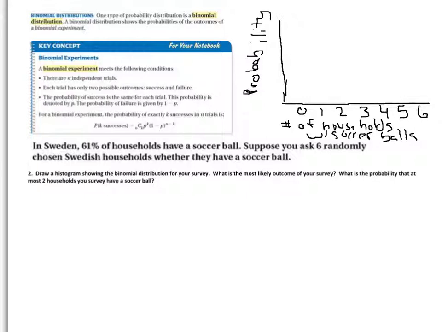Okay, so before I make the scale for probability, I'm going to calculate them. So what do I do to calculate them? Okay, so we use this equation here. So the probability of 0 is going to be 6 choose 0, times 0.61 to the 0, times (1 minus 0.61) to the 6 minus 0. Okay?